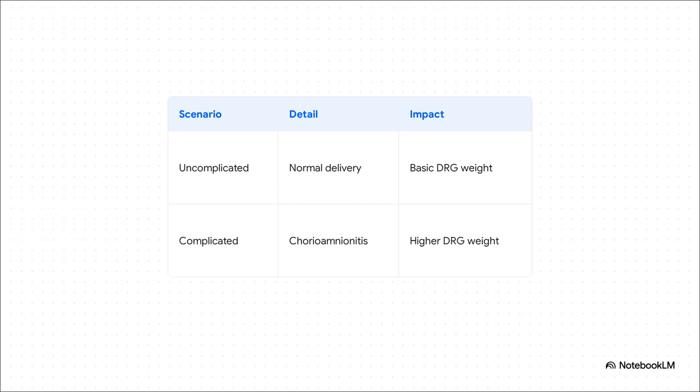And this is exactly why your specificity matters so much. An uncomplicated delivery groups to a basic DRG with much lower reimbursement. But when you accurately capture conditions like chorioamnionitis or severe preeclampsia, those act as a CC or MCC, a complication or major complication. This significantly bumps up the DRG's relative weight and payment, making sure it matches the intense level of care the hospital actually provided.